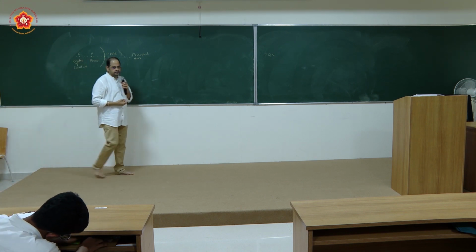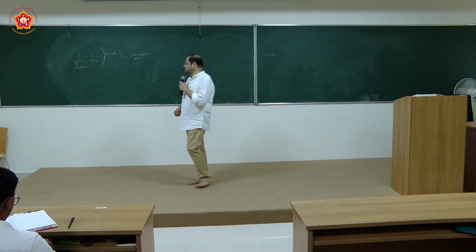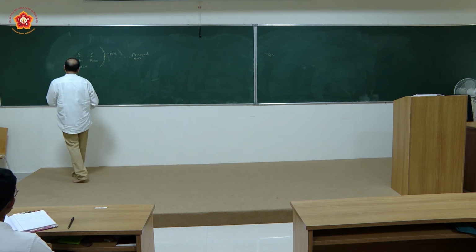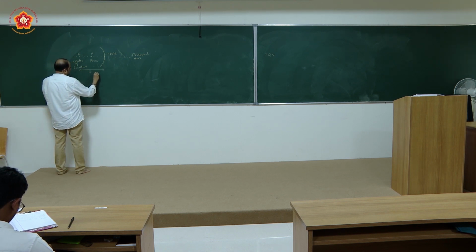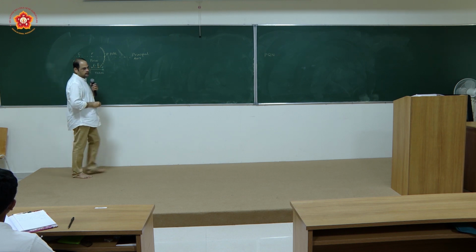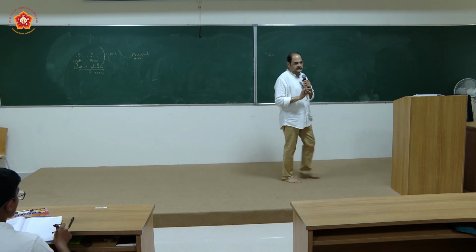Anything else? So, a radius of curvature will be taken from where to where? Center of curvature to the pole. This distance is known as radius of curvature. This is radius. And this distance, the focal length, we are taking as equal to R by 2. Are you aware of this part? Up to here, do you know?